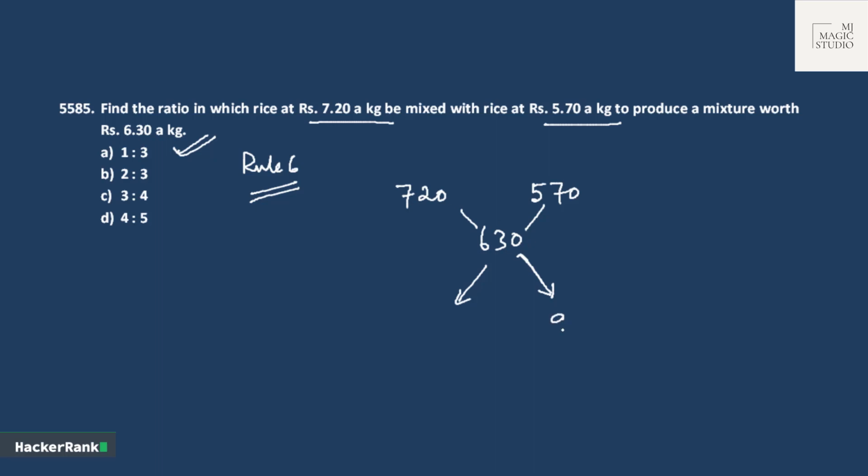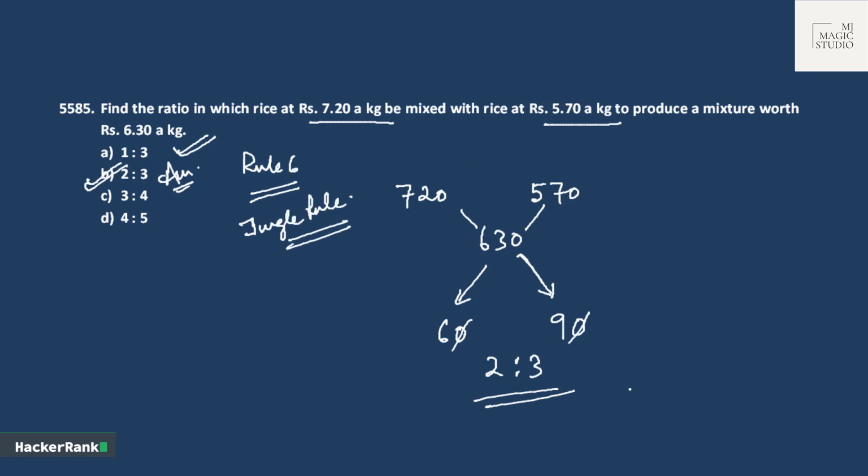720 minus 630 is 90 difference, and 630 minus 570 is 60. So here the ratio becomes 2:3. Straight away we can mark the answer is 2:3, option B. Please go through rule 6, the jungle rule. Link is there in the description to dwell deeper into these kind of concepts.